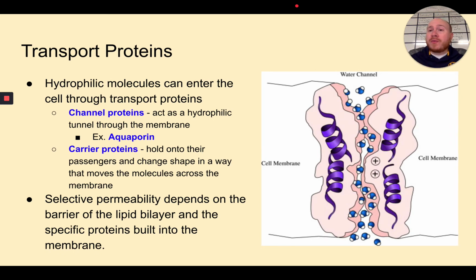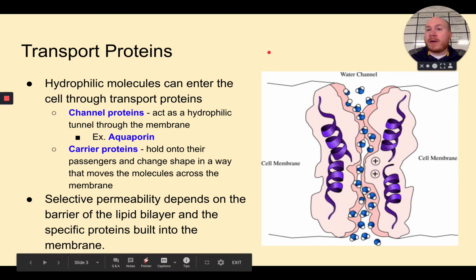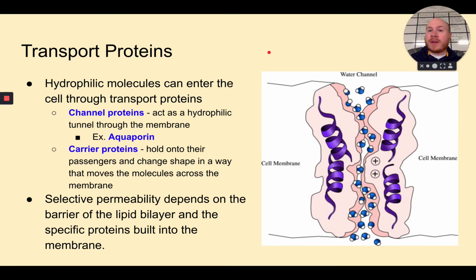So when we want to move things through our cell membranes, we're going to use what's called transport proteins. The hydrophilic molecules can enter the cell through transport proteins, and there's two different kinds. There's channel proteins that act as a hydrophilic tunnel through the membrane. Aquaporin is an example of this. So here's a picture of aquaporin, likely in the video that we watched about the fluid mosaic model. And what it does is it allows water to pass through. It's like a tunnel. It's not very selective in terms of it doesn't prevent things from going back out. So water can go both in and out through an aquaporin molecule.